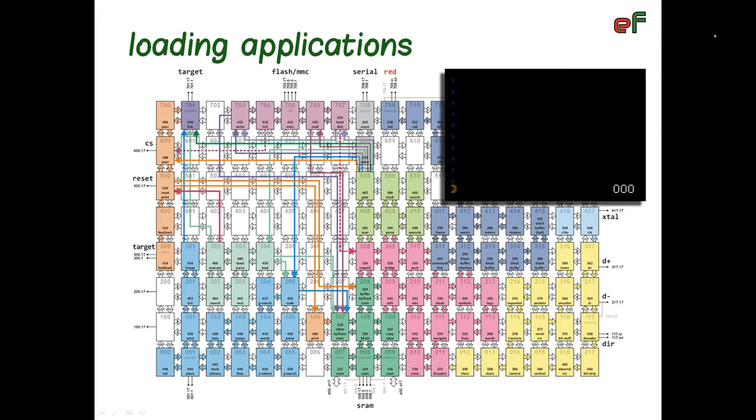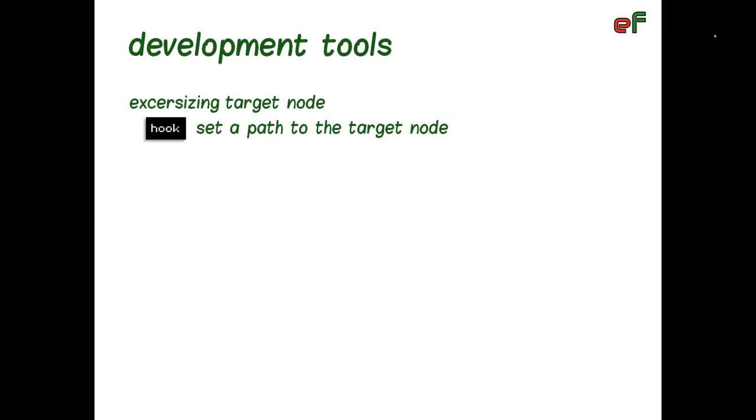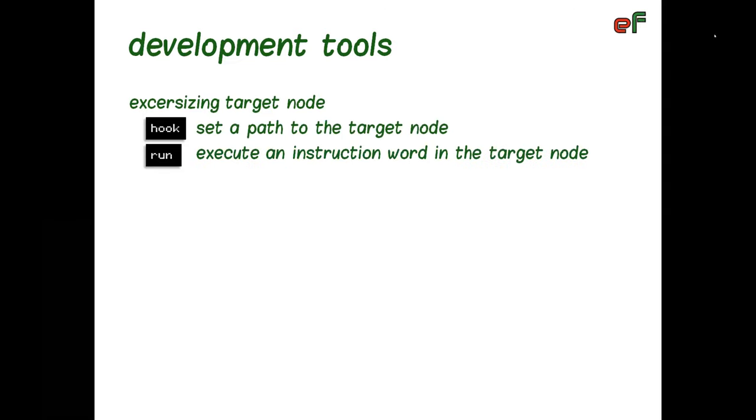Apart from interpreter and compiler, a decent Forth system should also implement some development tools. In Etherforth, we have two basic tools at our service. The first one enables exercising a target node. Word hook sets a path to the target node, and word run sends an instruction word that it finds on the interpreter stack through the service line and the path set with the word hook. So the instruction word is delivered to a target node port. Of course, using this tool assumes that the target node is executing from that port. Usually, the instruction word contains a jump to particular code in the target node RAM, but it can be basically any instruction word we like.